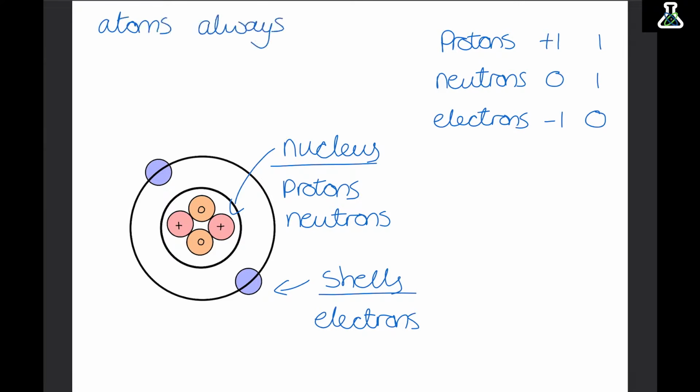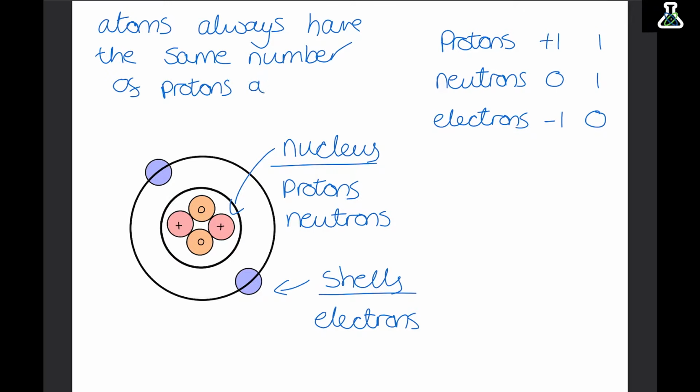Now, atoms always have the same number of protons and electrons. Now, protons are positive and electrons are negative, and if they've got the same number, these cancel out evenly, making the overall atom neutral. So every element on the periodic table has its own unique atom, and it's the amount of these subatomic particles that make these atoms up.